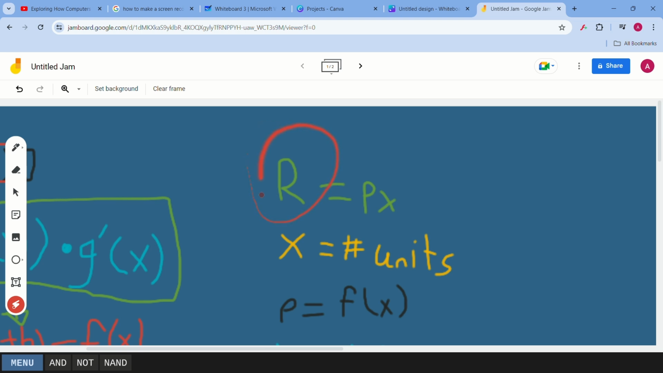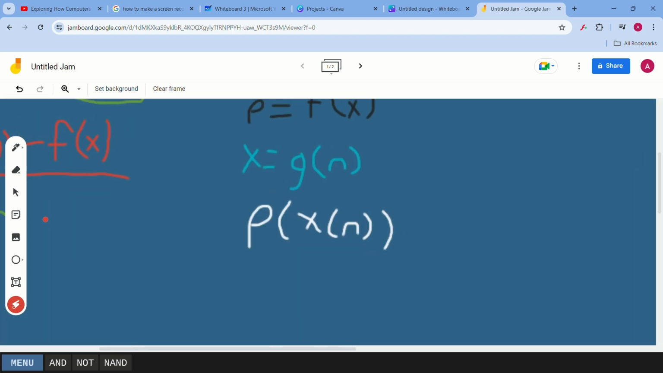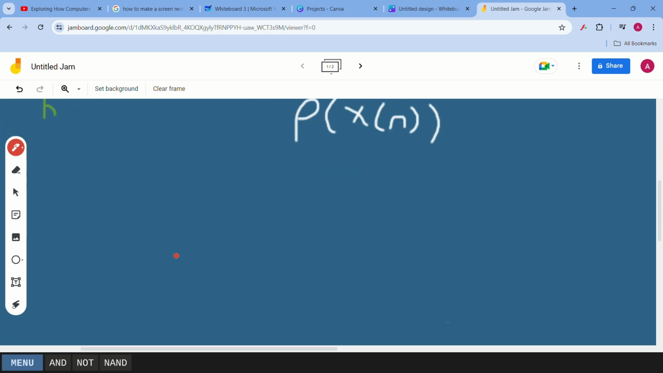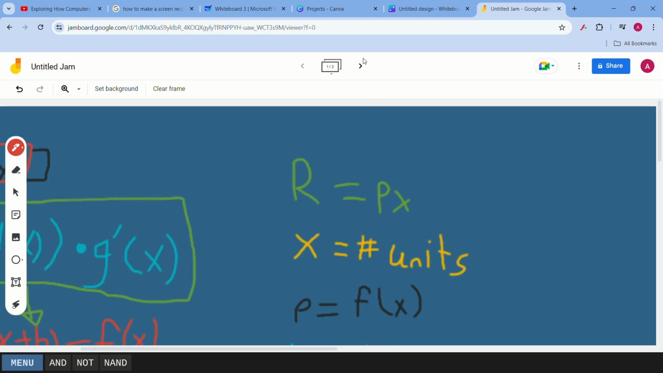R is the total revenue made from producing x units. So we could also say that R is R of x. We could write R of x of n as well. And it's really getting very connected and interbonded, and this is going to turn out very complex later.